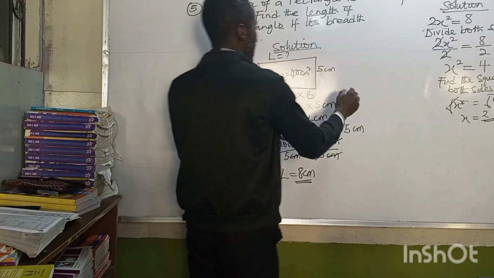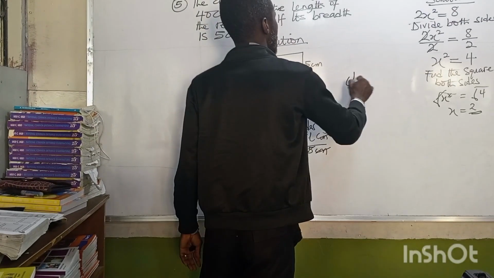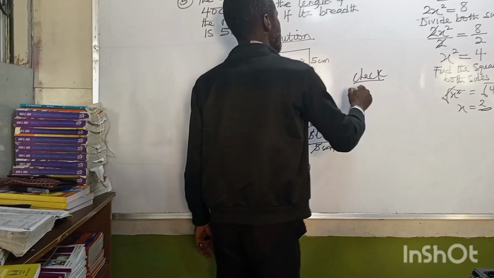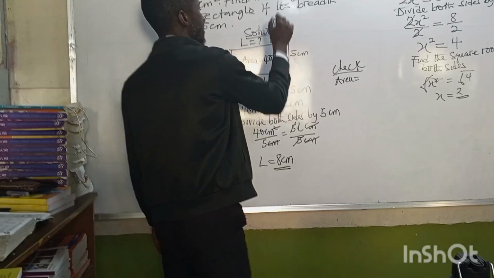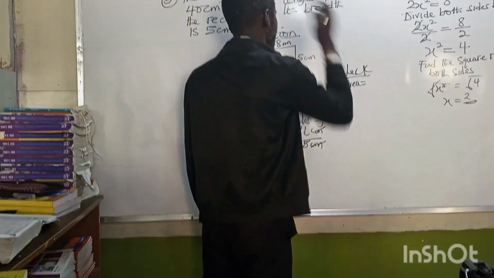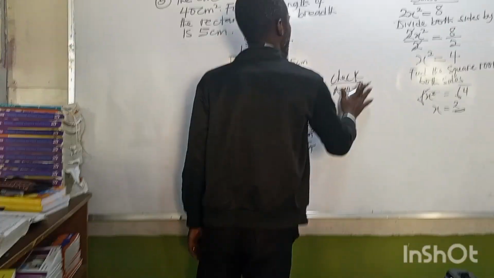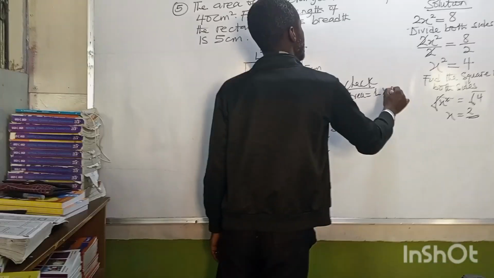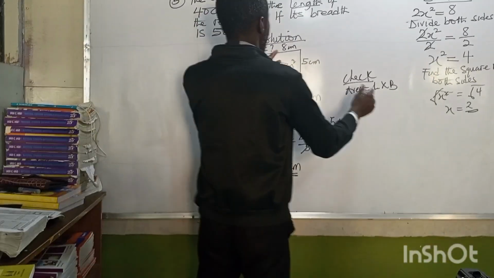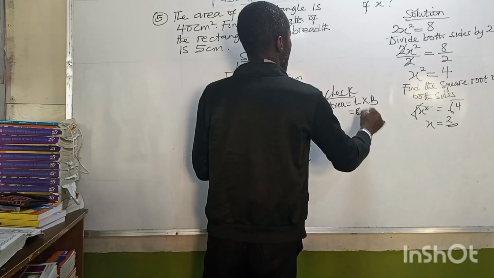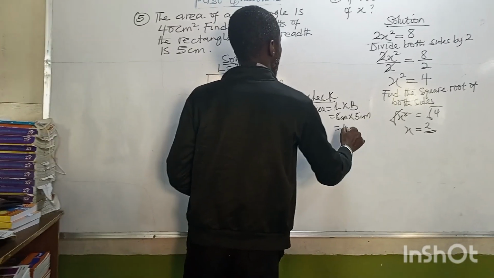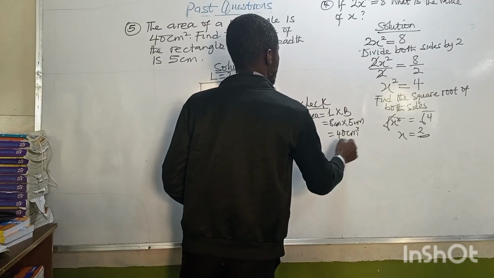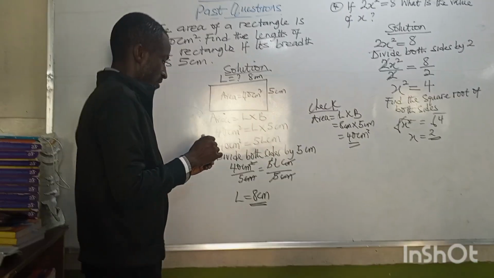And if you try to check your answer, we said the length is 8 centimeter, and the area of a rectangle is length times breadth. So if you put 8 here, 5 times 8 will give us 40. So correct. That's it.